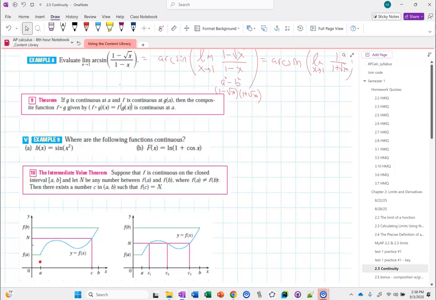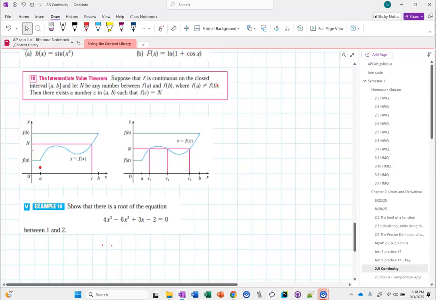Last topic for today, coming right down to the end, is called the intermediate value theorem. Once again, this is one where the AP is going to expect you to be able to use this and quote this by name.